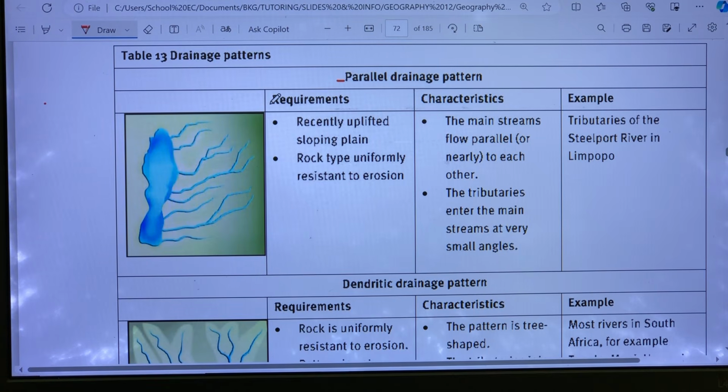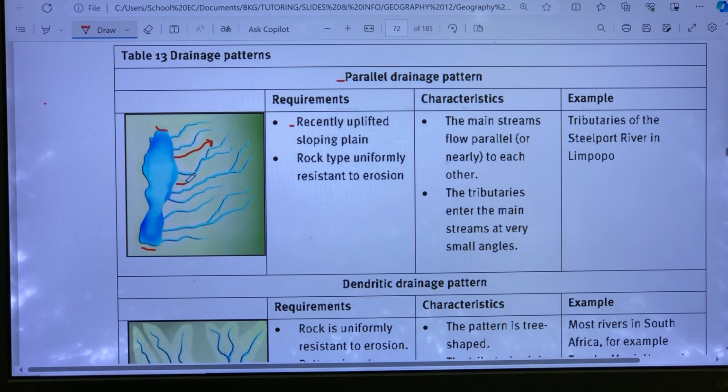Let's start with the requirements of the parallel drainage pattern. The requirement is that it must be a recently uplifted sloping plane. What does that mean? Look, can you see? This is the mainstream, okay? And these small streams that are joining the mainstream, as you can see, are tributaries. They pour water into this mainstream. The tributaries are originating from the upsloping hill.